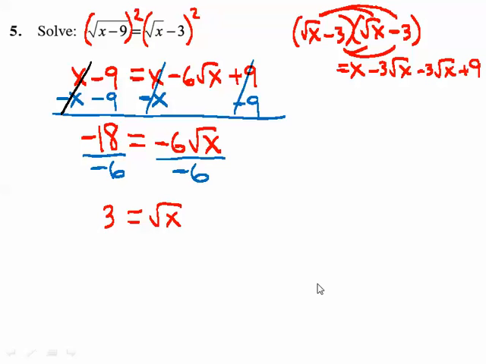Now I've isolated the radical by itself. That's cool. What should I do next? Yeah, I got it. Squaring both sides again, just like we did when we started the whole thing in the first place. So I got 9 on one side, I got x on the other, and again, this is a potential answer. So our job is to check it.